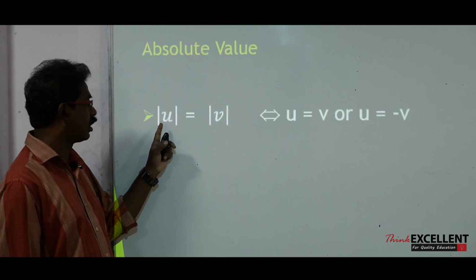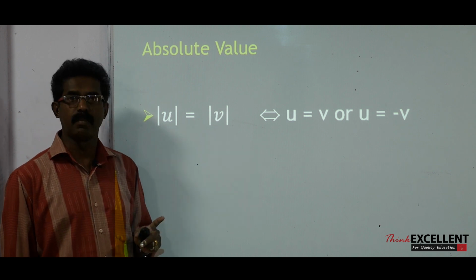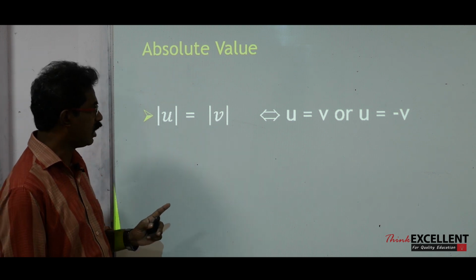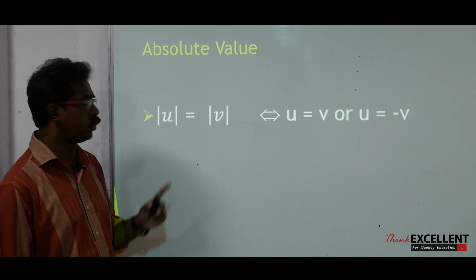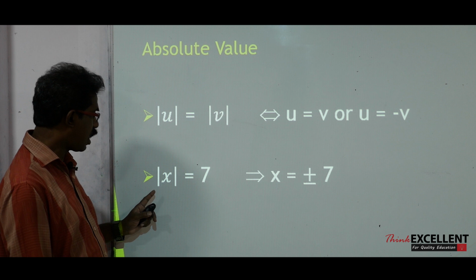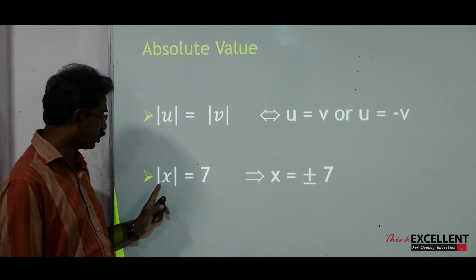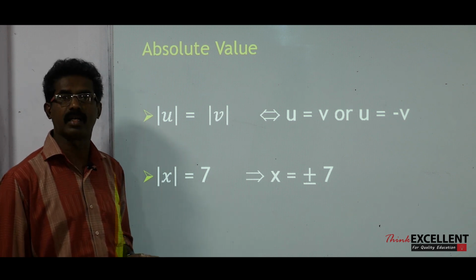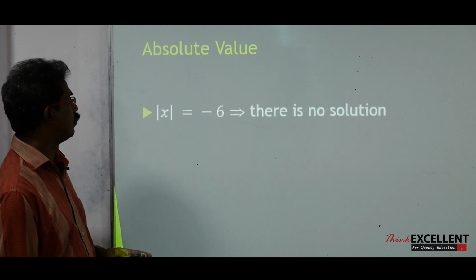Then modulus u equal to modulus v. If modulus u equals modulus v, then u has two values: u is equal to v or u is equal to minus v. For example, modulus x equal to 7, then x has two values, x is equal to plus 7 or x is equal to minus 7.